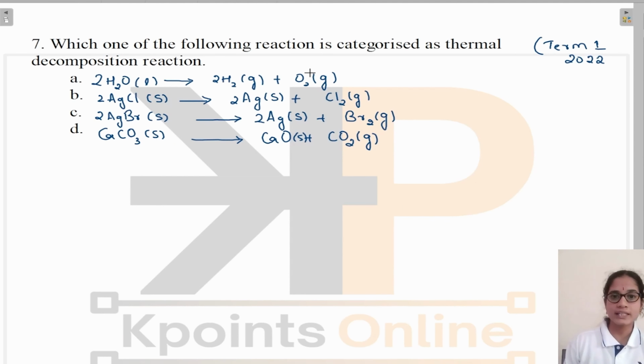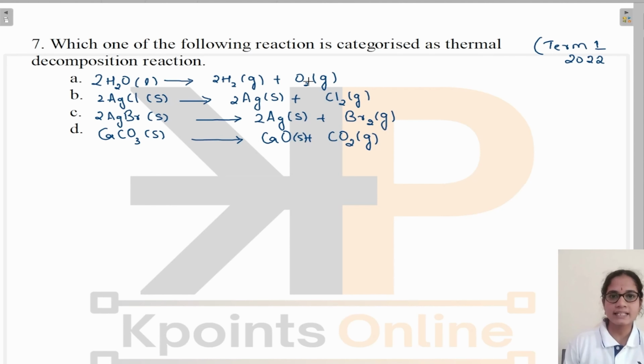Which one of the following reactions is categorized as a thermal decomposition reaction? Okay, water breaks down to form hydrogen and oxygen. Silver chloride breaks down to form silver and chlorine. Silver bromide breaks down to form silver and bromine. Calcium carbonate breaks down to form calcium oxide and carbon dioxide.